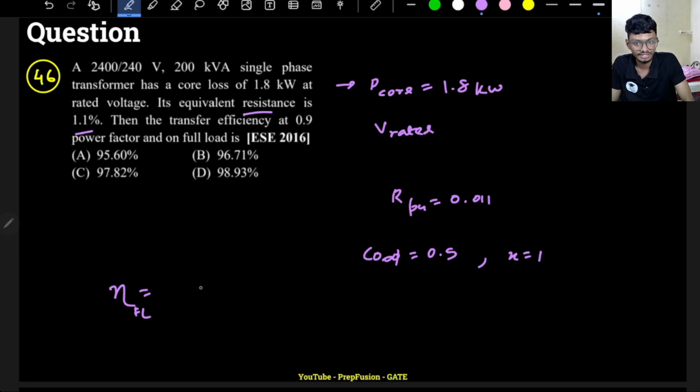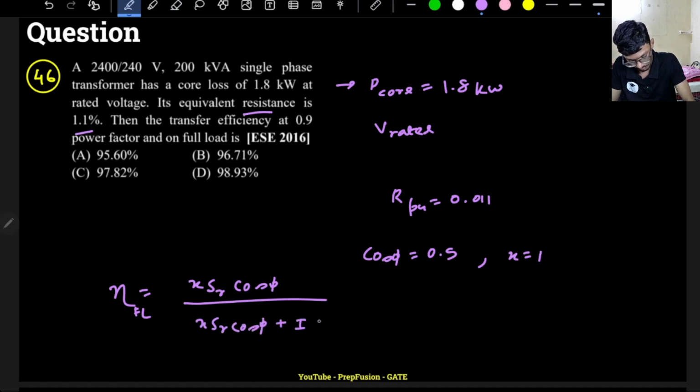So what have we derived till now? We have derived that my formula of efficiency was x S rated into cos phi divided by x S rated into cos phi plus x square PCU FL plus P core. Okay, that is what we have derived, right?